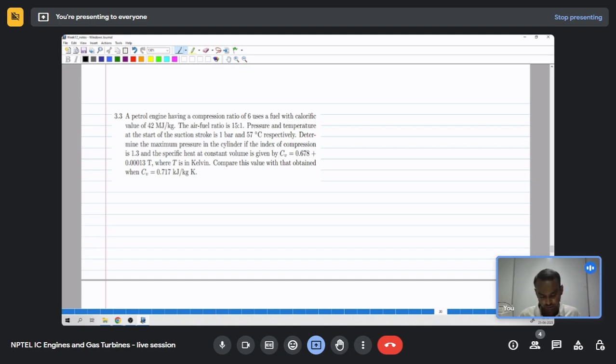Compare this value with the one obtained when Cv is 0.717 kilojoule per kg Kelvin. So we need to find the maximum pressure in the cylinder for a given compression index, assuming Cv to be a variable with respect to T, and Cv to be constant.